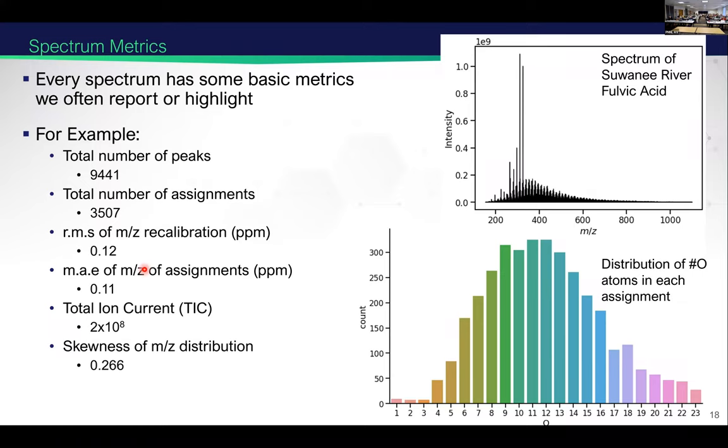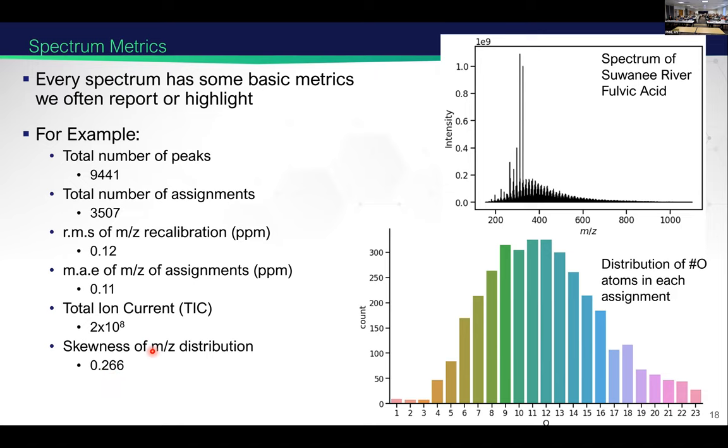We've got some metrics to do with the quality of assignment. So for example, the root mean square of our recalibration function or the mean absolute error of our assigned masses. Again, as I mentioned, these should be less than 1 ppm, but for us, typically we're aiming for this 0.1 ppm level. And then there's some other things like total ion current, just as how much signal is there.